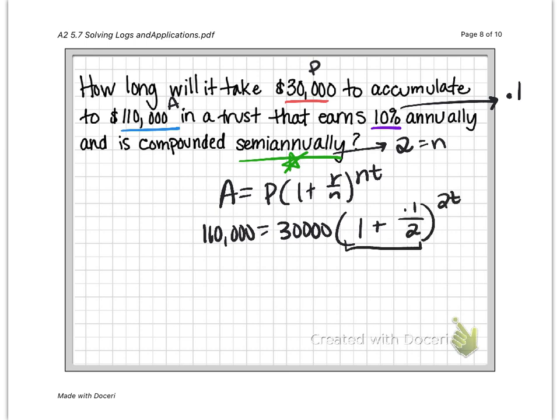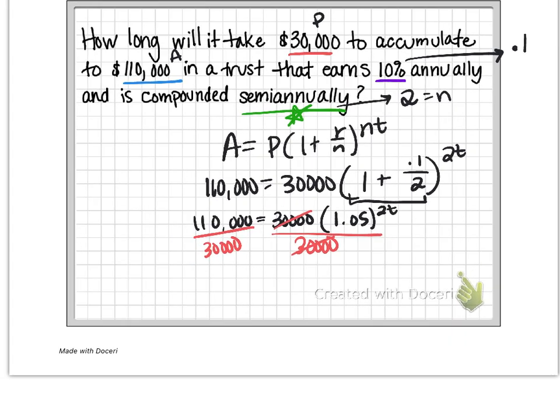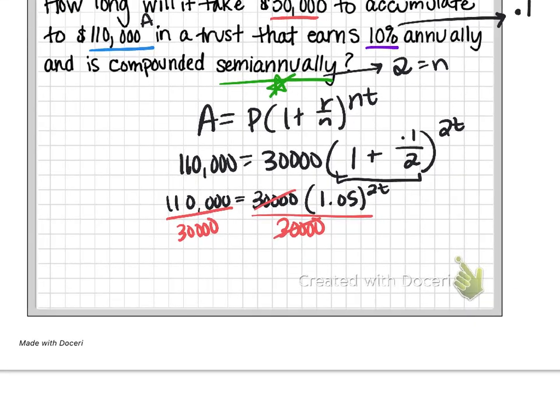If I do this in here first, bring everything else down, we get 0.1 divided by 2 is 0.05, so 1.05 to the 2t. Then start getting that t by itself so we can get to our log. Divide both sides by 30,000. This gives us a fraction, so we get about 3.666. It goes on forever. 7 equals 1.05 to the 2t. From here, we can write this as a log.